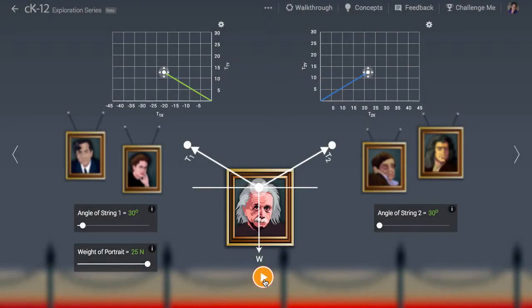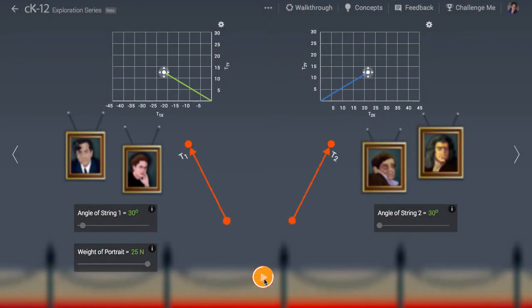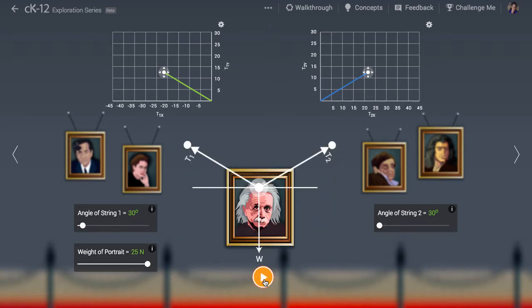If we hit the play button, we see that there is some maximum limit on the tension in the cords before they break. The tension in a given cord is the magnitude of the force vector represented in the relevant graph. We would calculate this tension by finding the hypotenuse of the right triangle made up of the x and y components of the force.